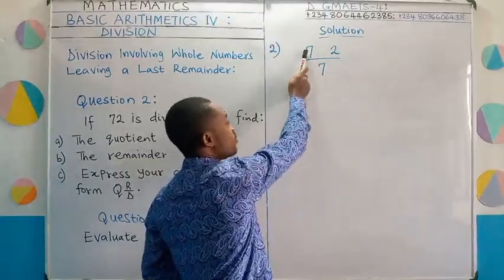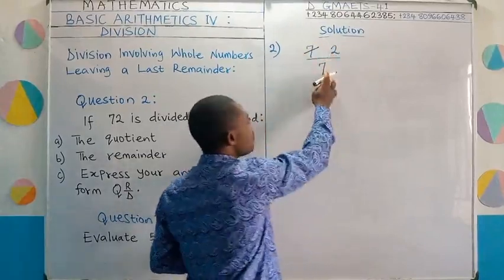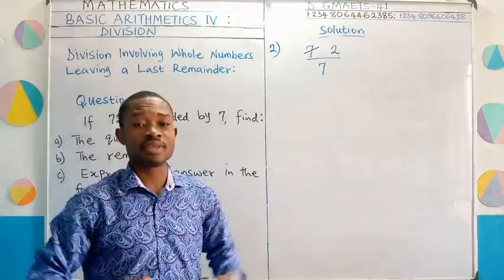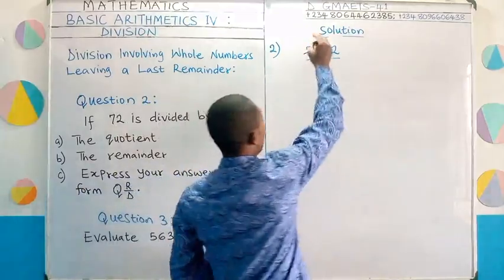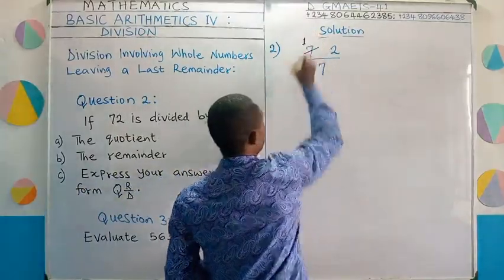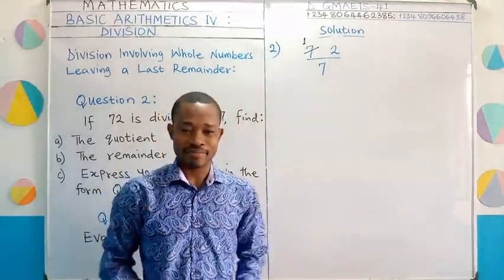So I'm going to do 7 divided by this 7. Let me cancel it out and see. 7 divided by 7. If you go to the 7 times table, 7 times 1 is equal to 7. So 7 divided by 7 will give you 1. So I put down the 1 there. There is no remainder. It's going to be 1 exactly.